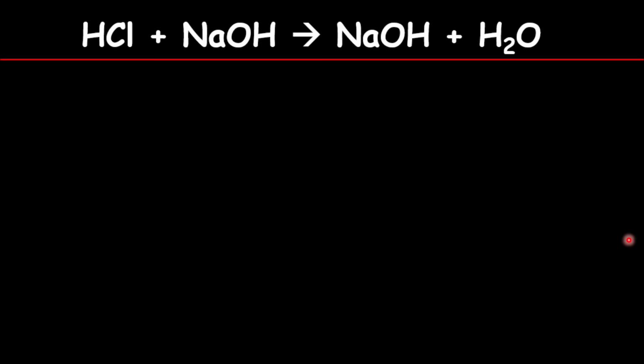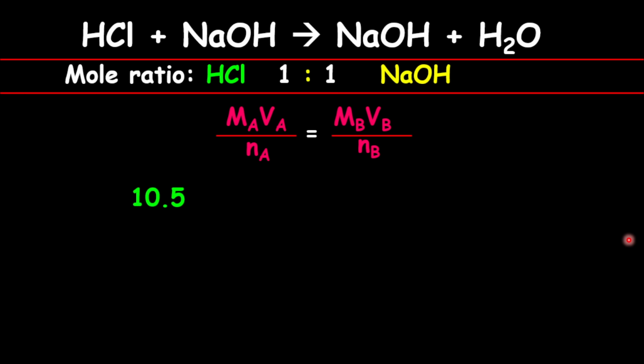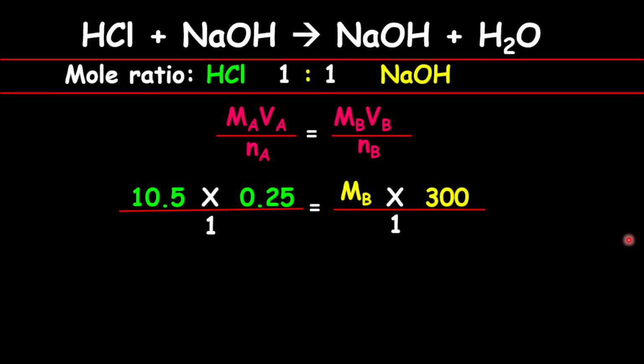Before you plug them in, you have to work out the balanced chemical equation, just remember that. So work out the balanced chemical equation first. This equation is balanced as it is. So we plug in the information of our acid: molarity of acid, multiplied by the volume of acid, divided by the number of moles based upon the balanced chemical equation, and we will have 1. We do the same thing for the base. Notice that the molarity of the base is not known, so we make MB the subject of the formula, and we work that out.